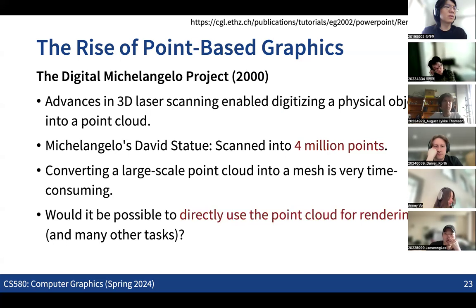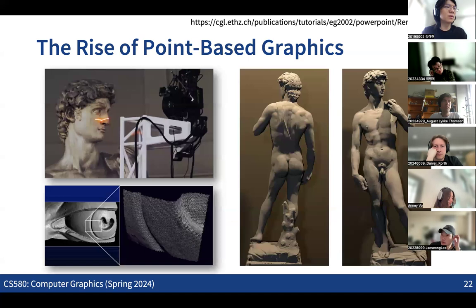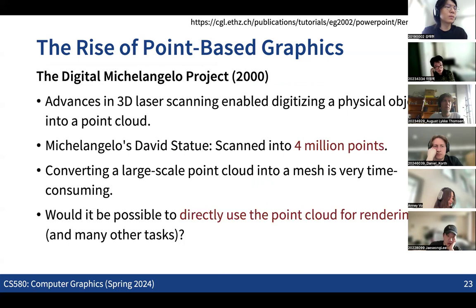You could see that at that time, people made a giant 3D scanner, which gives very high accuracy. It captured this 5 meter statue with 0.25 millimeter accuracy, which is really accurate, right? And it captured the entire statue with 4 million points.